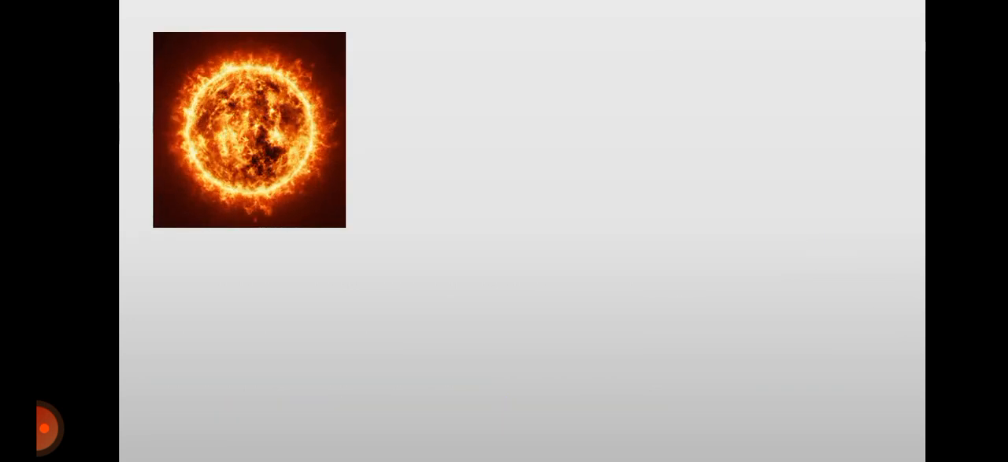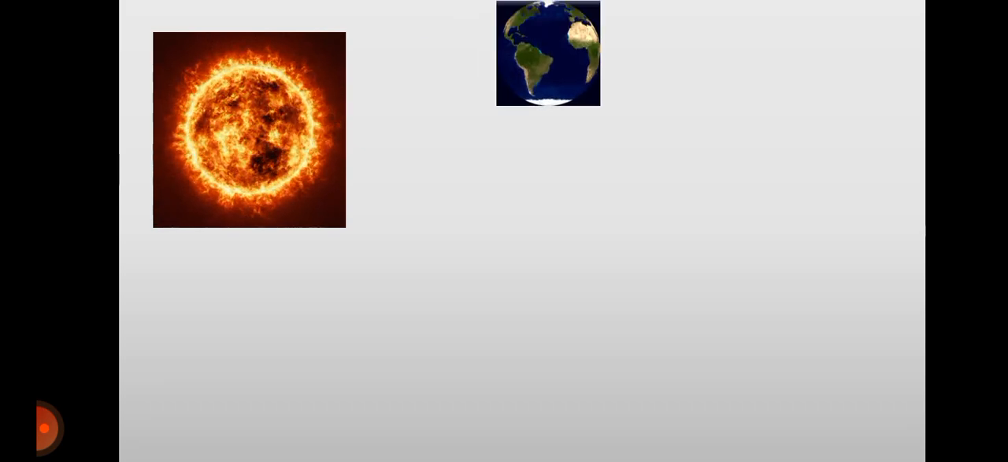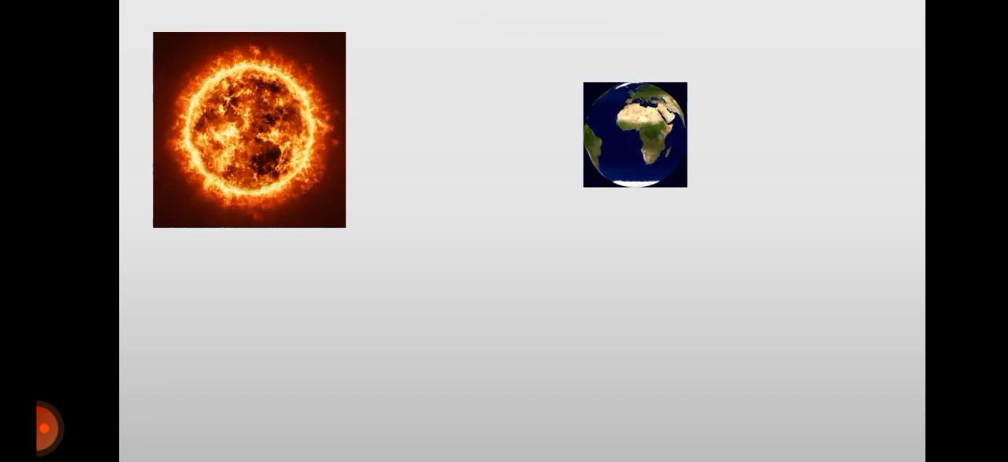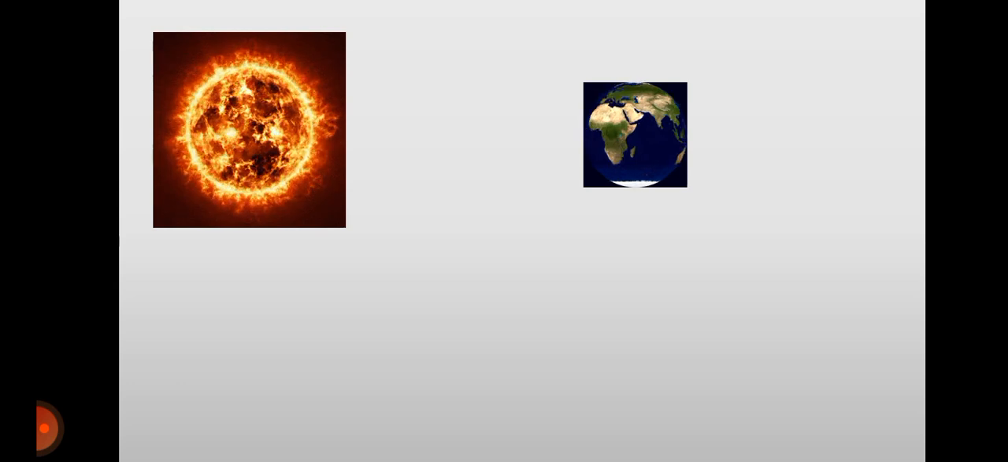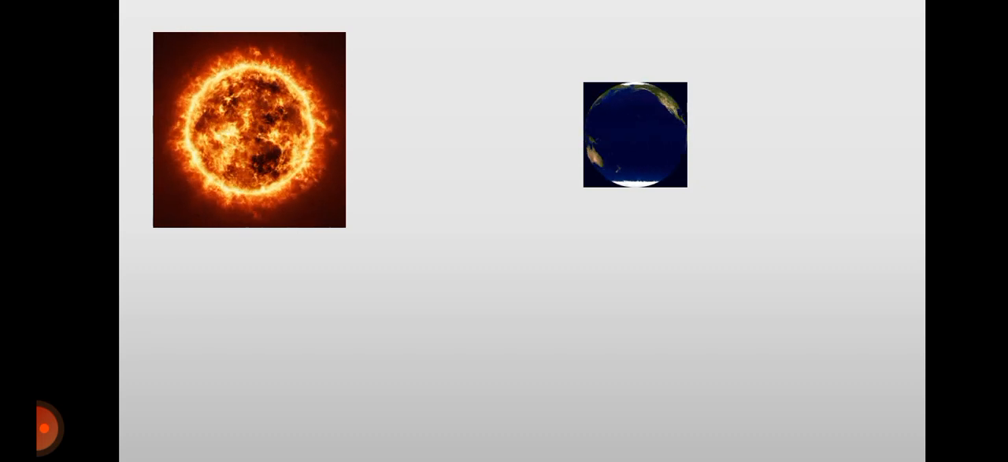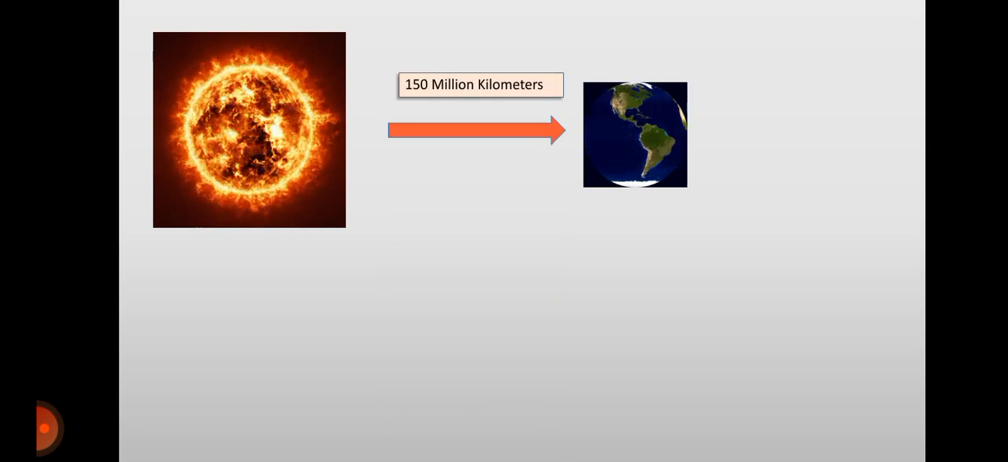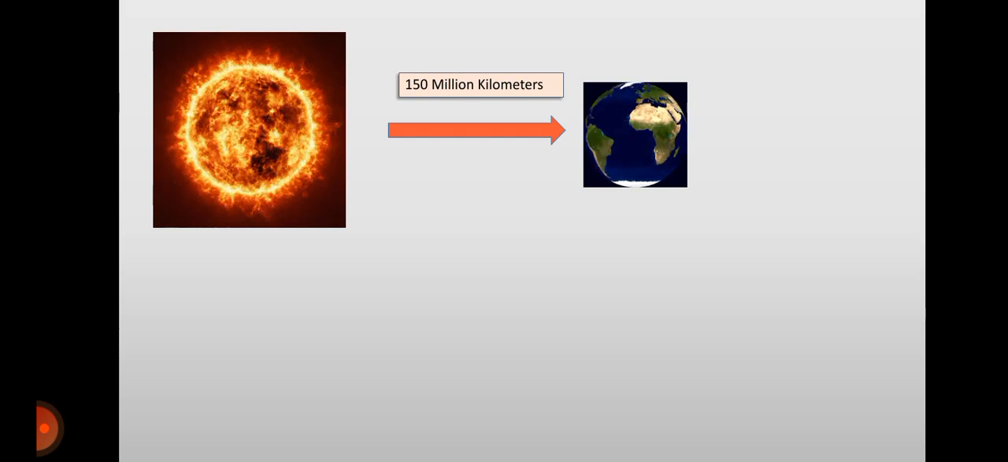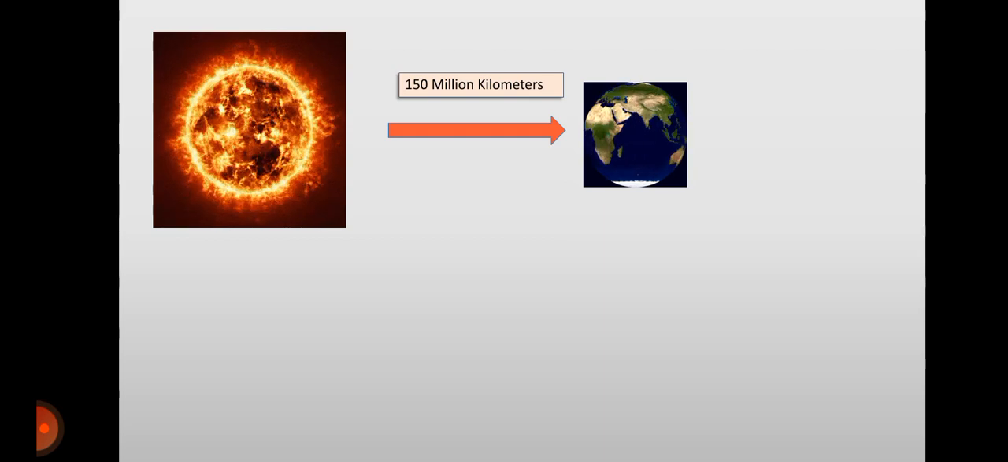The Sun and the Earth. Earth is the third planet in the solar system revolving around the Sun. So it is obvious that it is some distance away from the Sun. So what is that distance? That distance is 150 million kilometers. Yes, friends, Earth is 150 million kilometers away from the Sun.